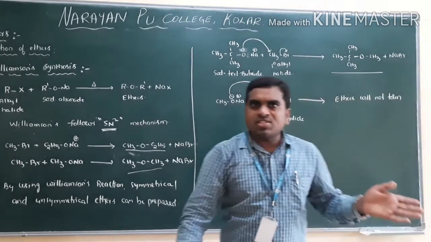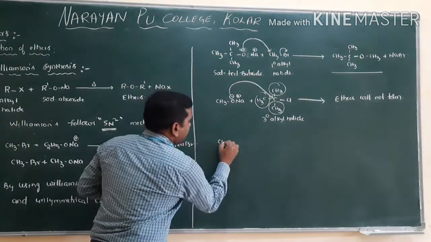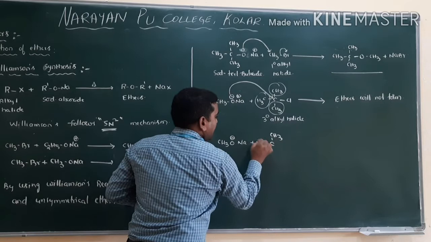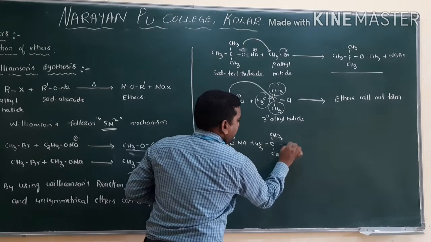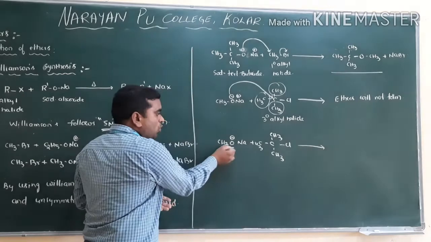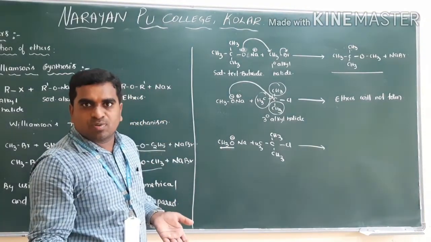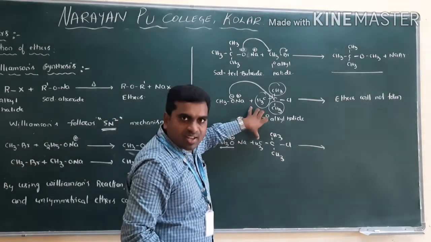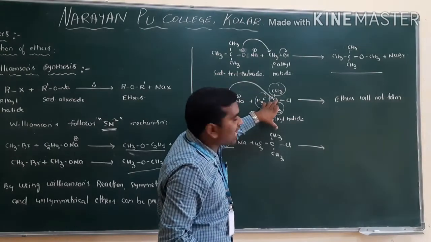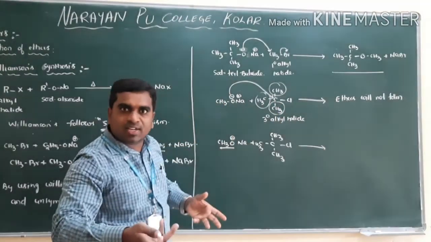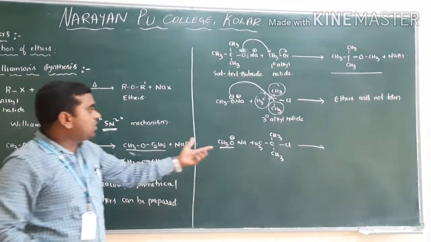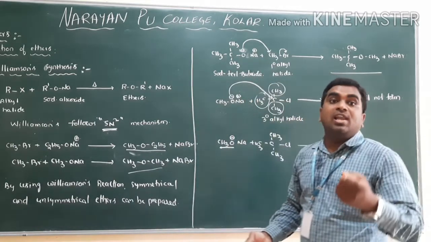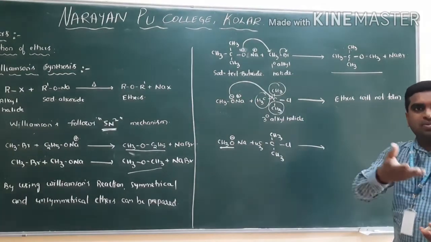Ethers will not form. So what is the product formed here? CH3O minus and Na plus, plus the tertiary alkyl chloride. This is a nucleophile, and every nucleophile can also act as a base. Here it will not show nucleophilic character, because as a nucleophile it cannot attack the carbon. So it will show its dual character, basic character. Now it acts as a base and is involved in an elimination reaction.